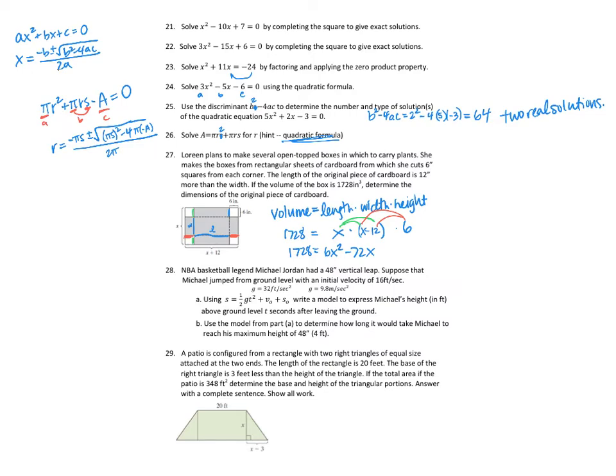I can see that's a quadratic equation, and so I'm going to write it all out here. So I get 6x squared minus 72x minus 1,728 equals 0. I can use the quadratic formula there, unless, is everything divisible by 6? Yeah.